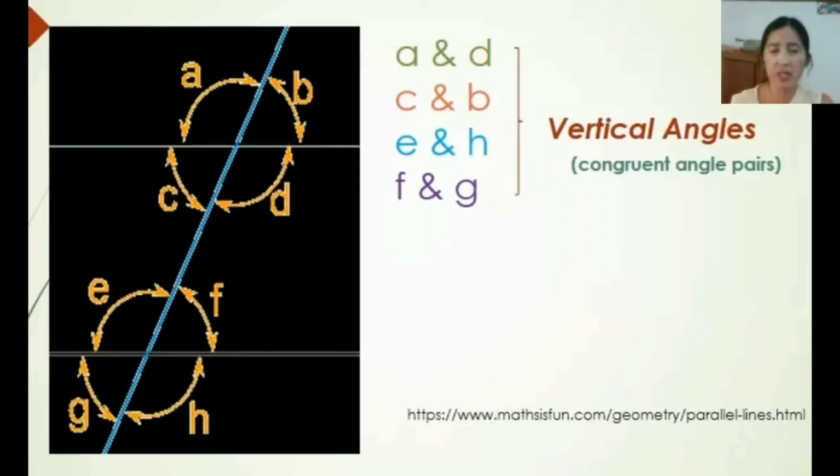If you notice, these pairs of angles are situated opposite to each other, right? So we call these angles vertical angles. So vertical angles also are formed from parallel lines cut by a transversal. And of course, vertical angles are congruent. Yes, always congruent. Okay? Can we proceed to the next?